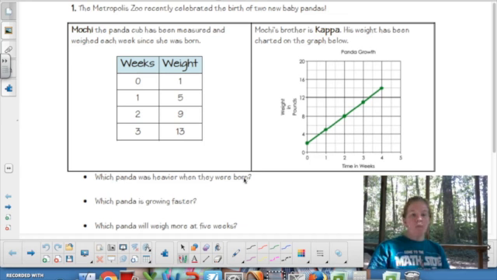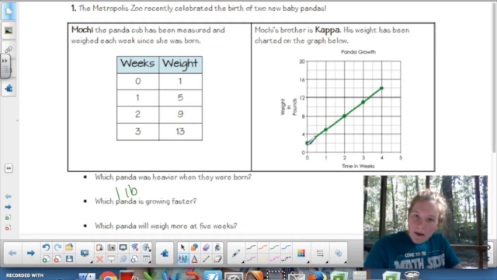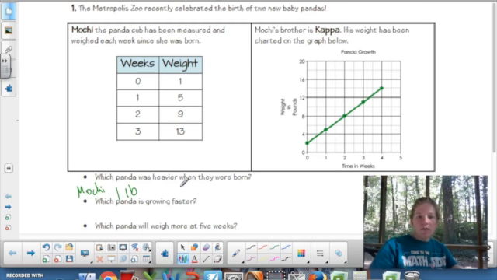So which panda was heavier when they were born? Well, in this case, when Moshi was born was at week 0. So its weight, and this would be your y-intercept. This would be the start of the scenario. This panda weighed 1, we're assuming ounce, because panda babies are teeny tiny. Oh, it says pounds on this one. This one at week 0, so at that intercept, this looks like it's counting by 4s, so this would be 2. So Moshi weighed 1 pound. Kappa weighed 2 pounds. So we would say Kappa was heavier.